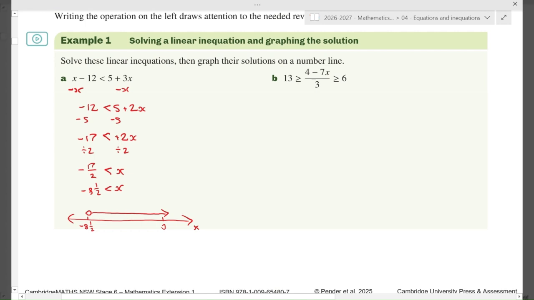Now, this is one of those ones I gave you the example where x lies between things. All right. So we've got 13 is greater than or equal to 4 minus 7x over 3, which is greater than or equal to 6. Now, logically, I want you guys to look at that and go, why wouldn't we write it like that? Don't worry about the x not being on its own or anything like that. Just look at it at the moment. There's something fundamentally not logically right about it.